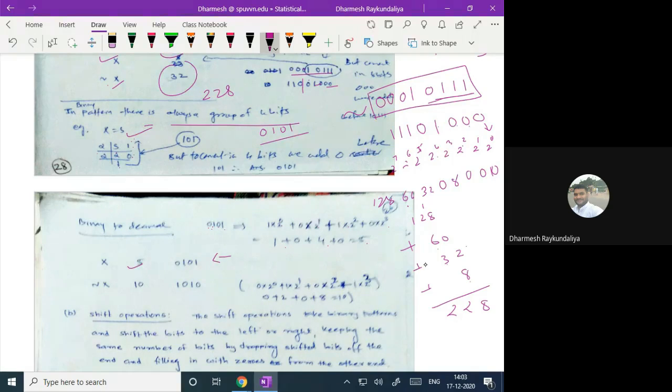Okay. Complement of this is nothing, wherever there is 0 you write 1, and wherever there is 1 you write 0. So what will come? 0 into 2 raised to 0, 1 into 2 raised to 1, 0 into 2 raised to 2, and 1 into 2 raised to 3. So 0 into 2 raised to 0 is 0. 1 into 2 raised to 1 is 2. 0 into 2 raised to 2, that is 0 into 4, is 0. And 1 into 2 raised to 3 is 8. So 2 plus 8 is 10.